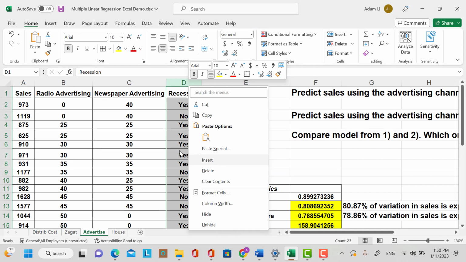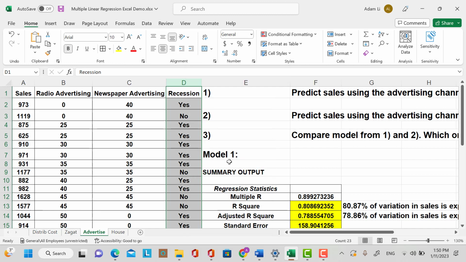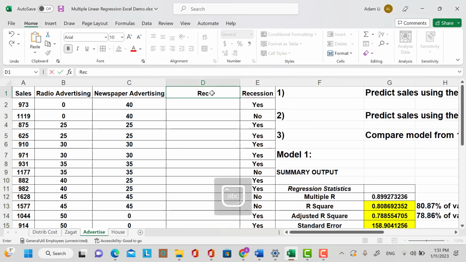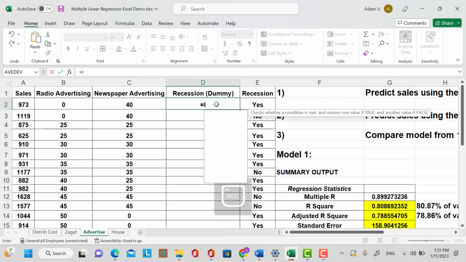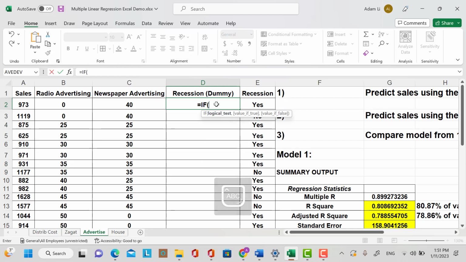First of all, right next to recession, you're going to do an insert. Right click and insert, and you're going to label it recession dummy, because recession is a dummy variable. Now, if there's a recession, you put 1, otherwise 0. So you do equal to IF, where the logical test is if this E2 is equal to recession, yes.